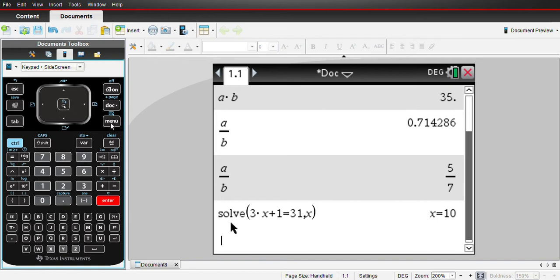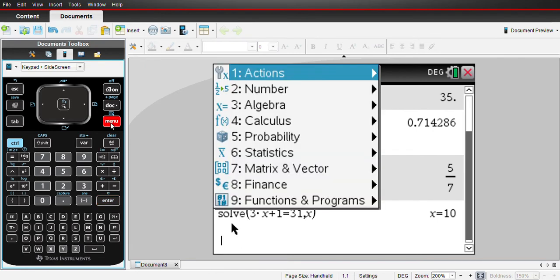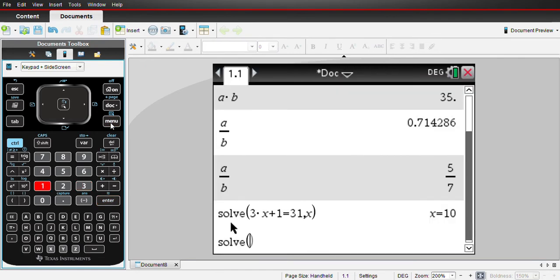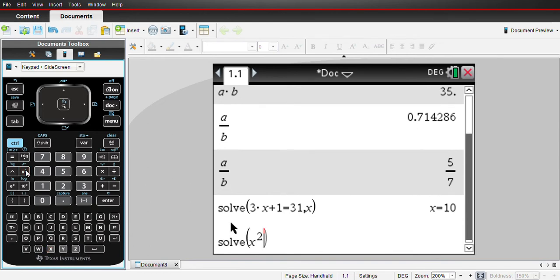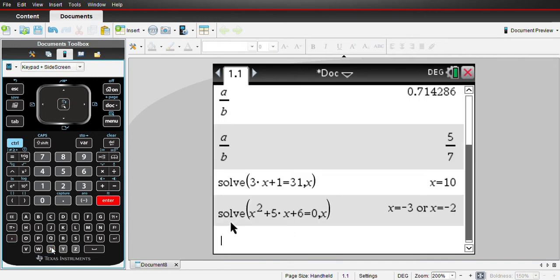We can also use this for solving quadratic equations, so if I go menu 3 1, and now if I go x squared plus 5x plus 6 equals 0, comma x, then what we can do is solve a quadratic equation, which is another great facility of it, which we'll be using in 10 methods.